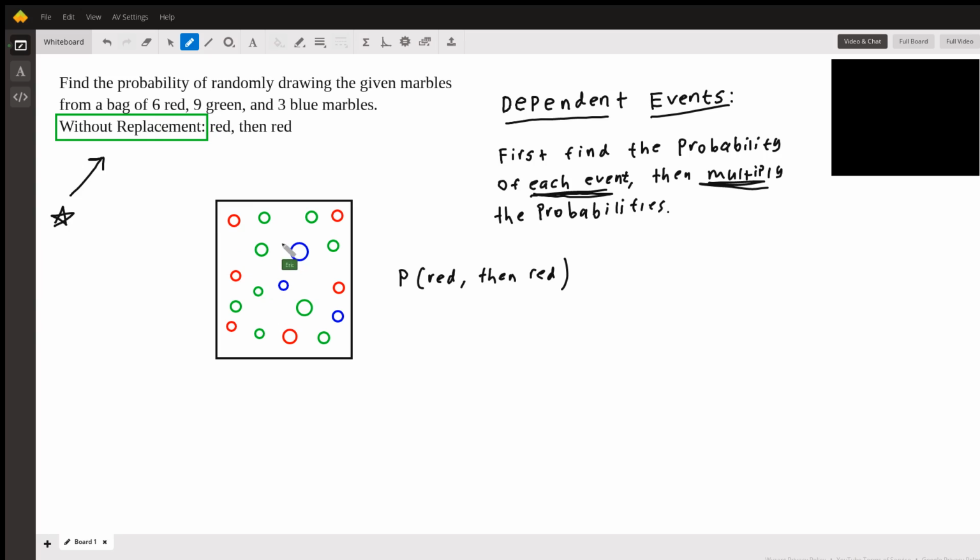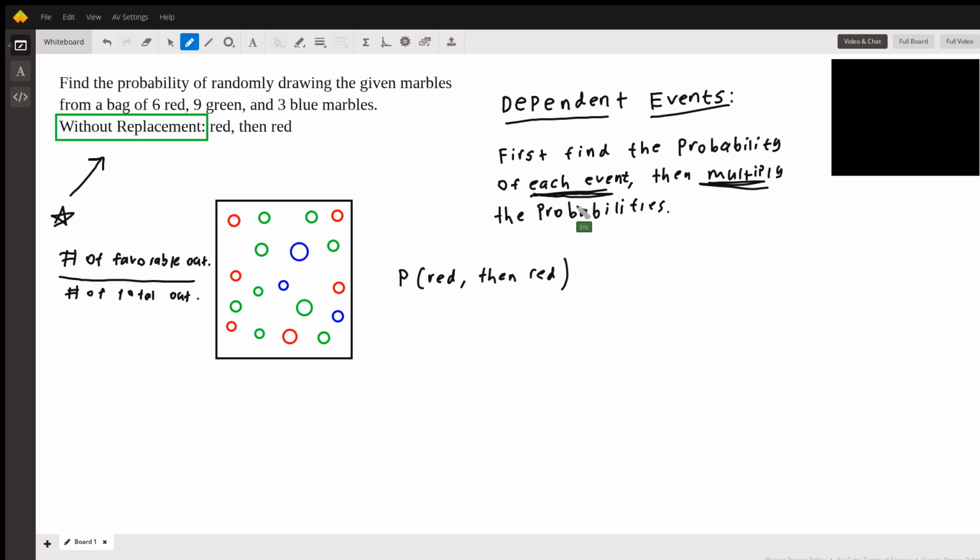Now, remember that probability is just the likelihood that a given event will occur, and we can find the probability of an event using the ratio: number of favorable outcomes over number of total outcomes. So the number of favorable outcomes for getting a red is going to be 6, and the number of total outcomes is going to be 6 plus 9 plus 3, which is 18. So we're going to have 6 over 18.